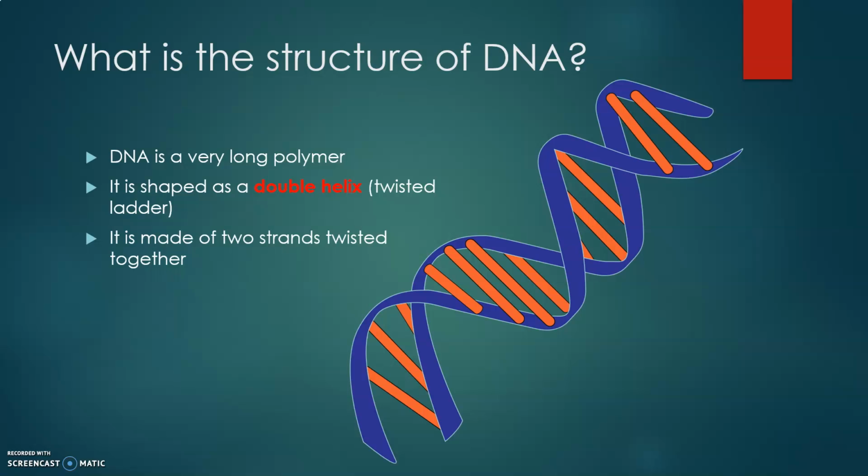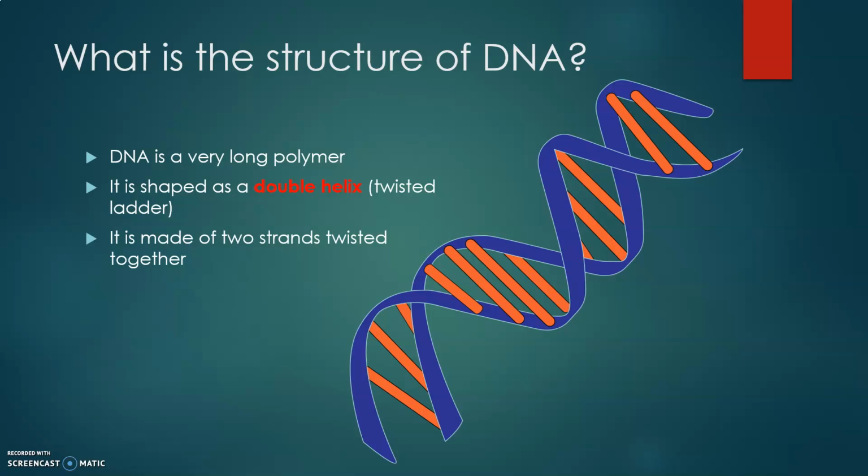Now, the shape of DNA was very famously discovered, really by three scientists, by the name of Watson and Crick, as well as Rosalind Franklin. It's an interesting story and one you should maybe Google if you're interested. We may talk about it a little bit later in class.